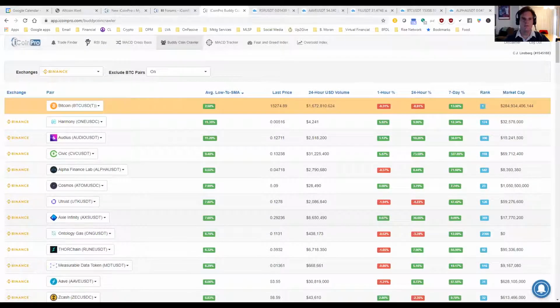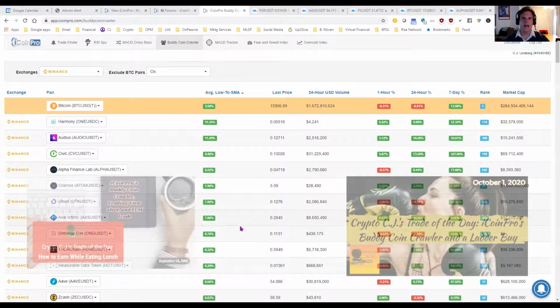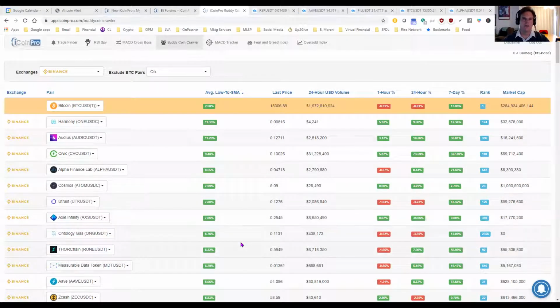And this morning, I was looking at the Buddy Coin Crawler, and I sorted it by low to SMA. You may recall from prior videos that this value here, I'm looking for 4% or better. That's the distance from the average 24-hour low in the coin to the SMA line. So I work my way down here to this one, Alpha Finance Lab, Alpha-USDT.